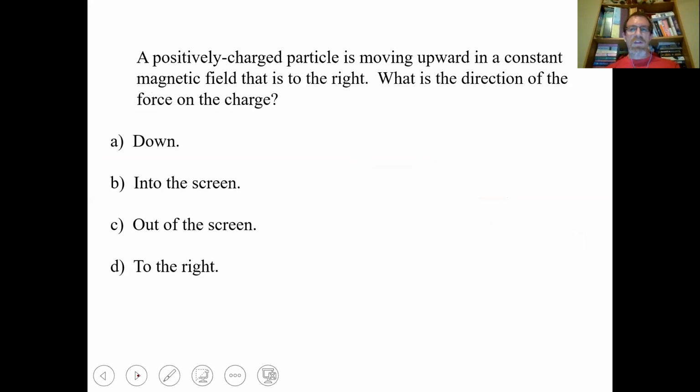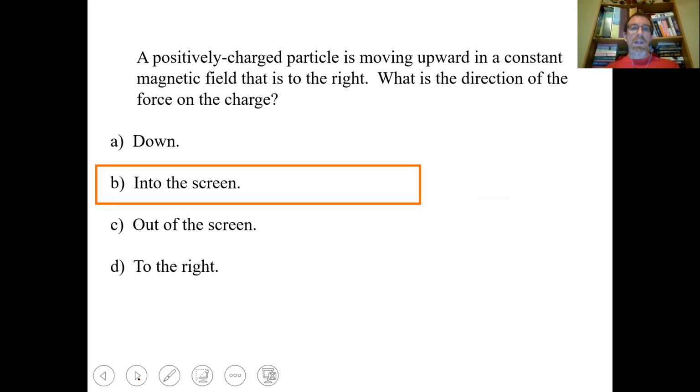Okay, this next one says we've got a positively charged particle that's moving upwards in a constant magnetic field that is to the right. What's the direction of the force on the charge? So pause. Okay. And it looks like the correct answer is into the screen.